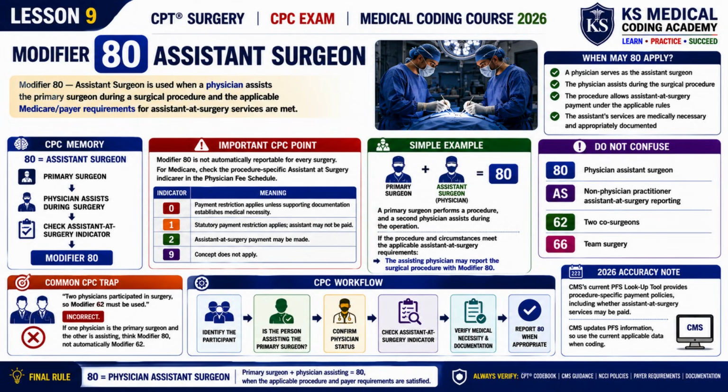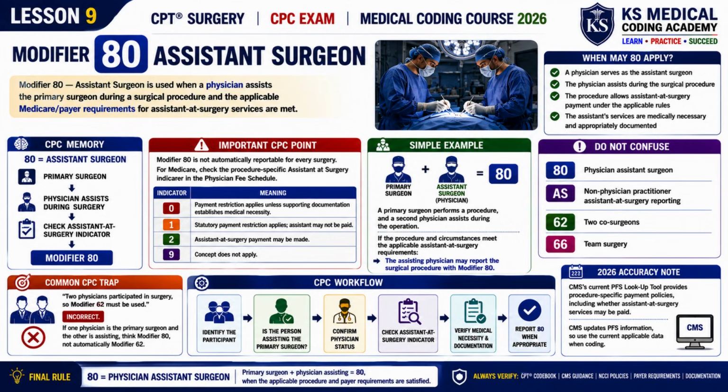Now let's focus on Modifier 80, Assistant Surgeon. Modifier 80 is used when a physician assists the primary surgeon during a surgical procedure, when the applicable Medicare or payer requirements for assistant at surgery services are met. The key memory is simple: 80 equals Assistant Surgeon. For Medicare, Modifier 80 is not automatically reportable for every surgical procedure. We must check the procedure-specific assistant at surgery indicator in the Medicare physician fee schedule. The assistant's services must also be supported by the applicable requirements and documentation.